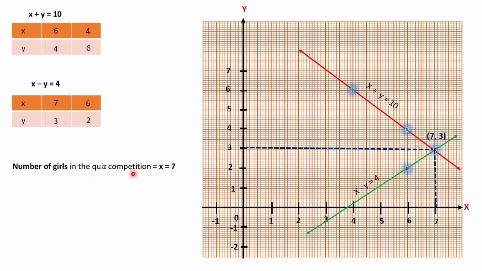Number of girls in the quiz competition, this is what we have assumed as x. So x is equal to 7, number of girls. Next is number of boys in the quiz competition, we have assumed as y. So y value we have got as 3. So 7 and 3 are the solutions.